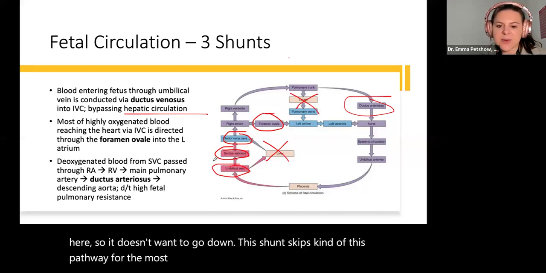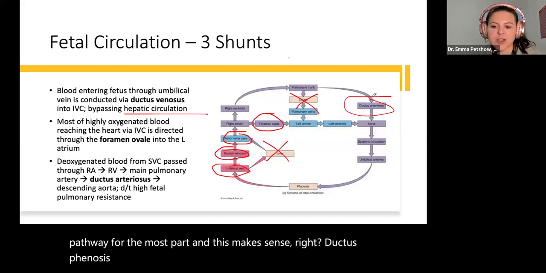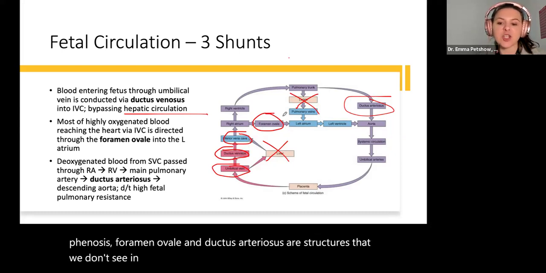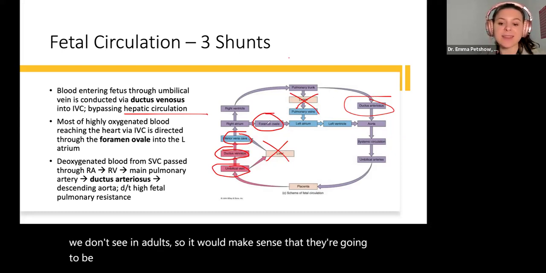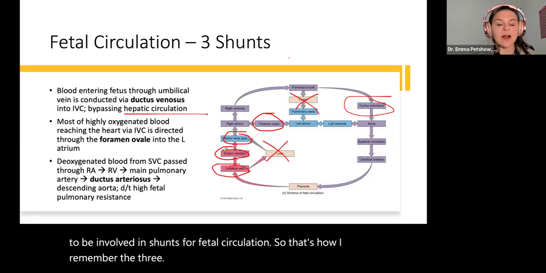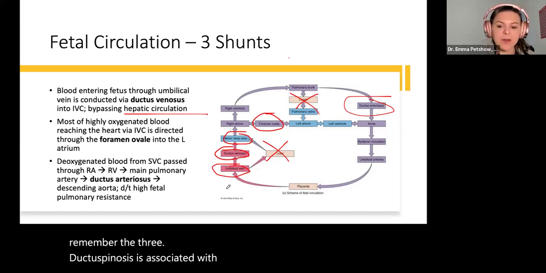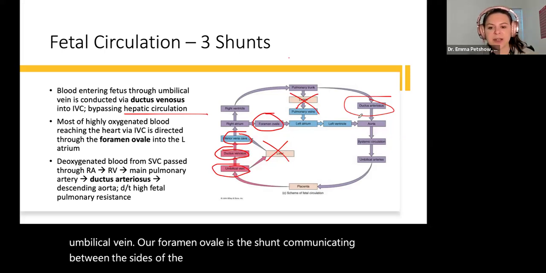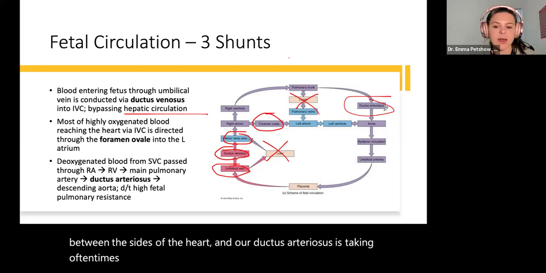And this makes sense, right? Ductus venosus, foramen ovale, and ductus arteriosus are structures that we don't see in adults. So it would make sense that they're going to be involved in shunts for fetal circulation. So that's how I remember the three. Ductus venosus is associated with our oxygenated blood from our umbilical vein. Our foramen ovale is the shunt communicating between the sides of the heart. And our ductus arteriosus is taking oftentimes deoxygenated blood out of the pulmonary trunk back out through to the placenta.